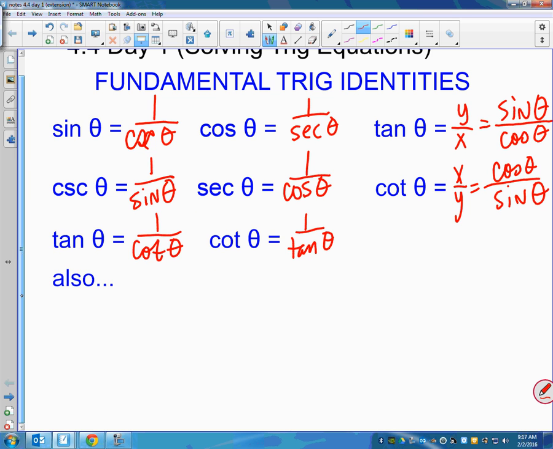The one that's always used way more than anything else is that you can say sine squared of an angle, well that's weird, right? Sine squared just means sine times sine, plus cosine squared of an angle will always equal 1.